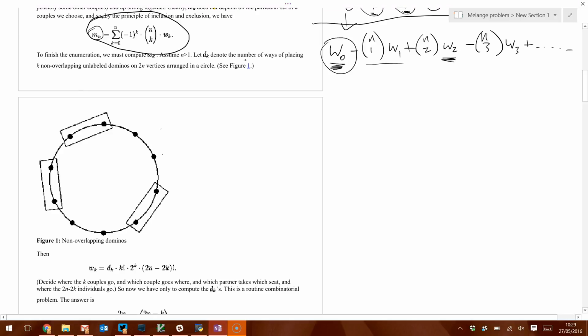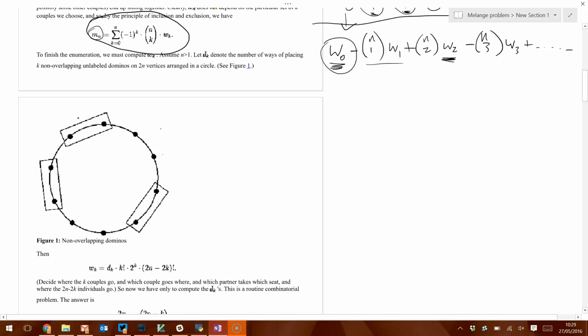Let d_k denote the number of ways of placing k non-overlapping unlabeled dominoes on two end vertices arranged in a circle. So we've got our two end vertices. Here's our diagram. And we're arranging dominoes, just meaning things that are too wide. So a domino covers up two spaces.